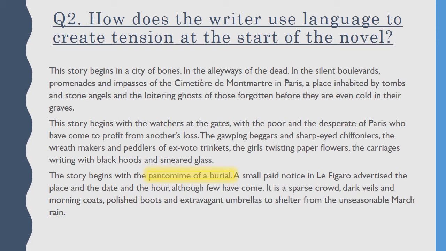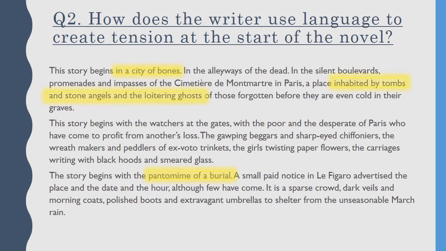Okay, so let's have a look at the things that I found. So the story begins in a city of bones. I've highlighted "in a city of bones". Hopefully, obviously, this is a metaphor. It creates tone. It suggests themes that we might find throughout this text. And obviously, it has links to death. It might make us think that it's quite gothic.